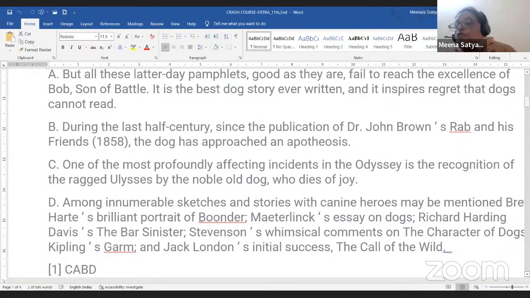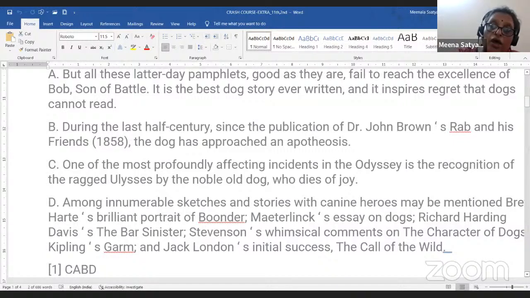So he says C is the first one. How? See the way it has started. One of the most profoundly affecting incidents in the Odyssey is the recognition of the ragged Ulysses by the noble old dog who dies of joy. During the last half century, since the publication of Dr. John Brown's Rab and his Friends, the dog has approached an apotheosis. So this will be the second, CBDA. Then comes these, and now the last one.